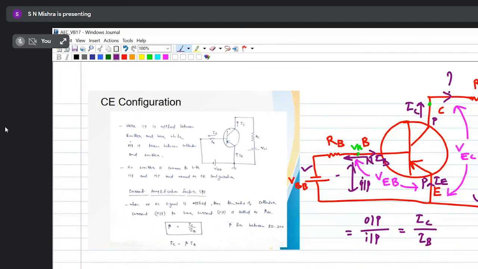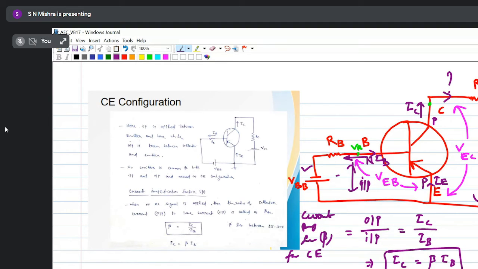So here it is called as current, same like previous case, current amplification factor. Here this is also current amplification factor beta for CE configuration. Alpha is for CB, beta is for CE. Okay. So if I cross multiply, what I'll get? IC equals to beta IB. Yes or no? IC equals to beta IB.